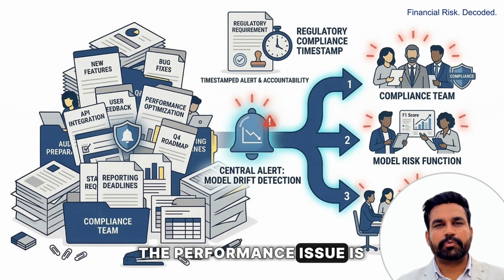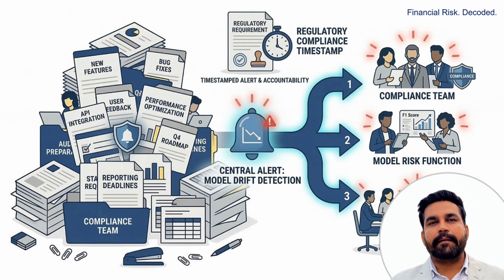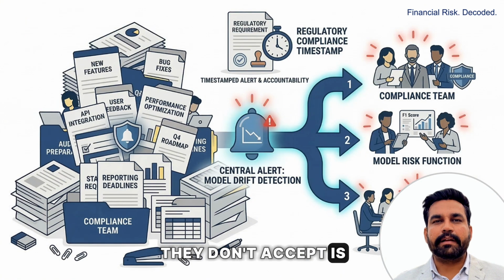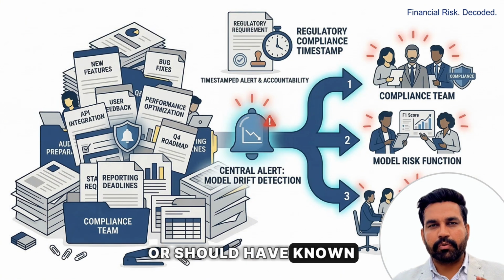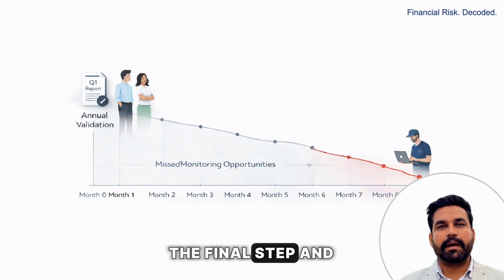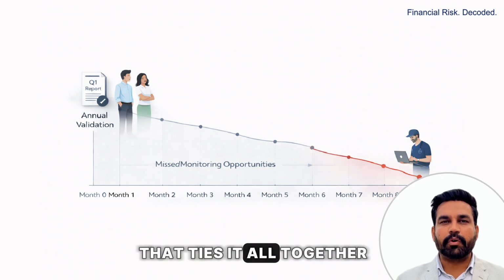The performance issue is expected. Drift happens. They know that. What they don't accept is that you knew about it or should have known and didn't act. The final step, and this is the one that ties it all together.